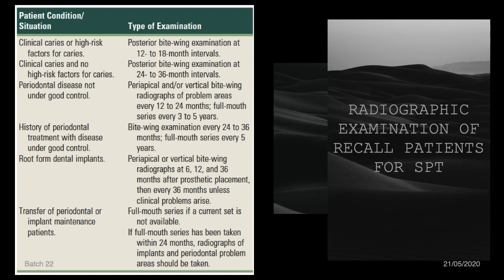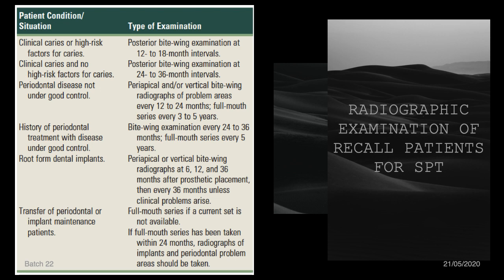If the patient has no clinical caries and no high risk factors for caries formation, then you can extend the frequency of radiographs to 24 to 36 months, that is once in 2 to 3 years, not more frequently. If the patient is high risk, then the frequency of radiographs should be every year or every 1.5 years. If the patient is a periodontal disease patient under good control, a periapical radiograph should be taken every 12 to 24 months, and a full mouth series of radiographs should be taken once in 3 to 5 years.